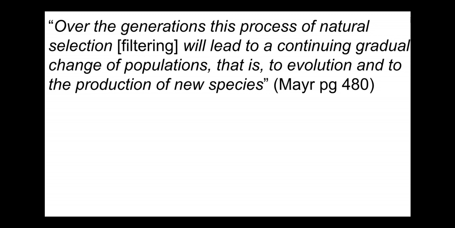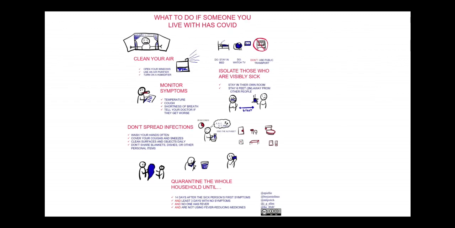Over the generations, this process of natural selection, what I prefer to call filtering, will lead to continuing gradual change of populations, that is evolution, and to the production of new species. Mayr is then extrapolating from the microevolutionary process of changing traits onto the generation of new species. Key here is generations. Individuals don't evolve. This is a process that takes time. Phenotypic change takes time. Genotypic change takes time.